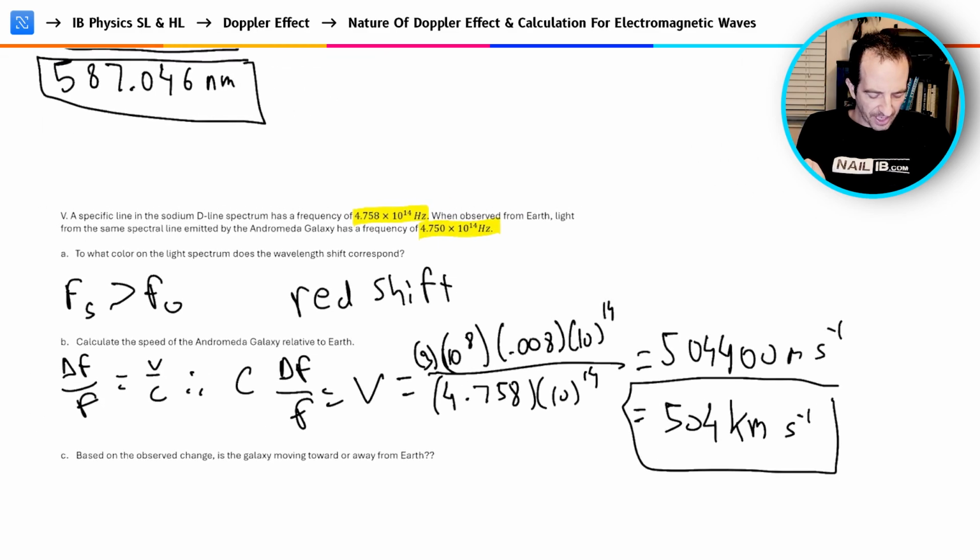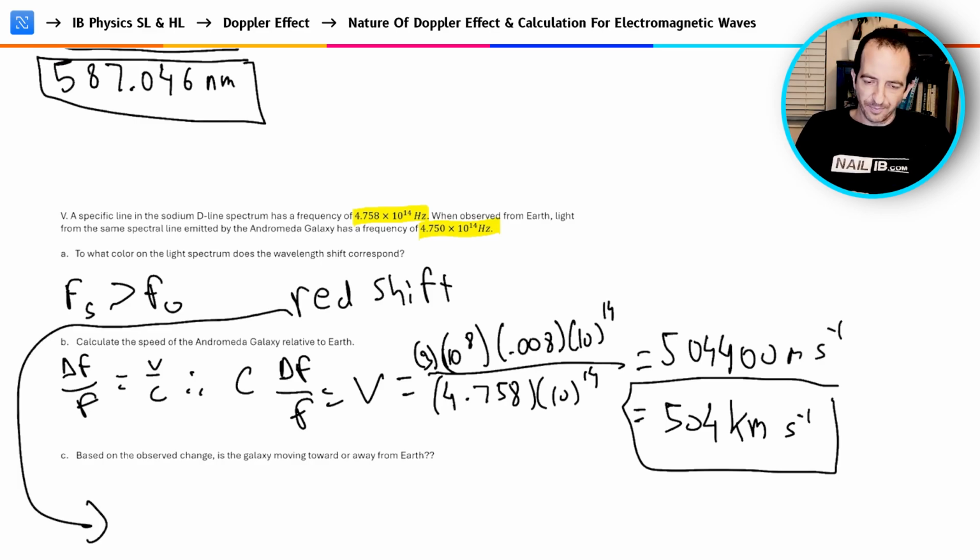Based on the observed change, is the galaxy moving towards or away from the Earth? Well, we know from the redshift, right, this is from the first problem, we know that they are moving apart. How do we know? Well, if the frequency is decreasing, or the observed frequency is less than the actual frequency, that corresponds to a redshift. Redshift corresponds to the observer moving away from the source of the wave.